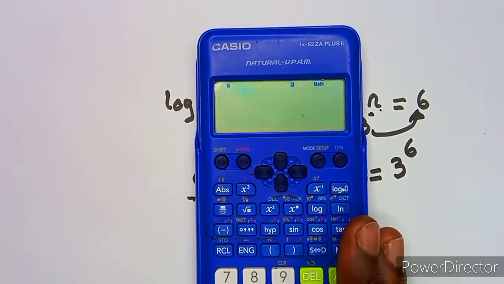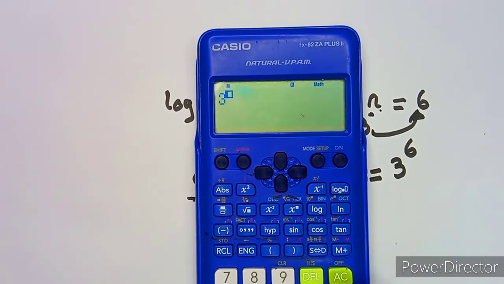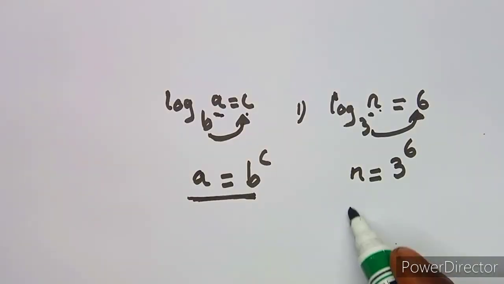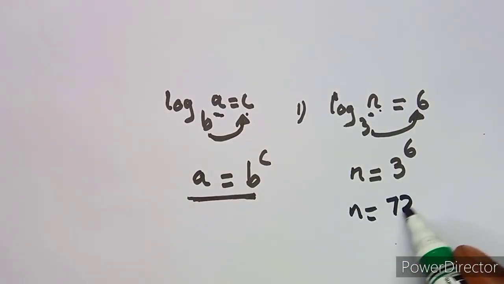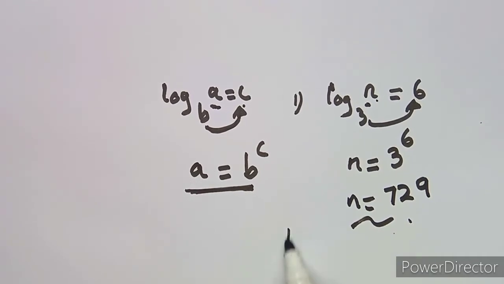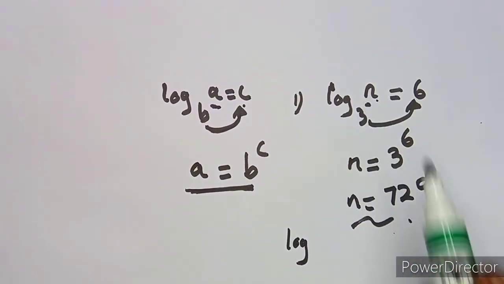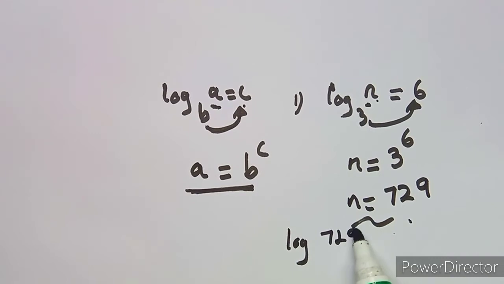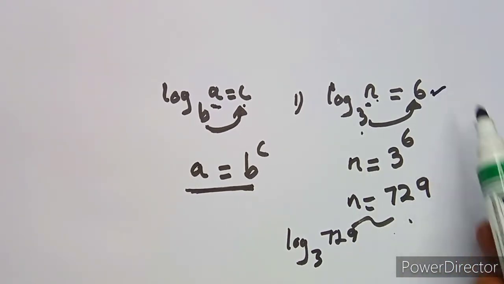That's 3 to the exponent of 6, which is going to give us 729. So that's what we have there. So our n is going to be 729. So for this to balance, it means the logarithm of n, which is 729, in base 3, must give us 6.